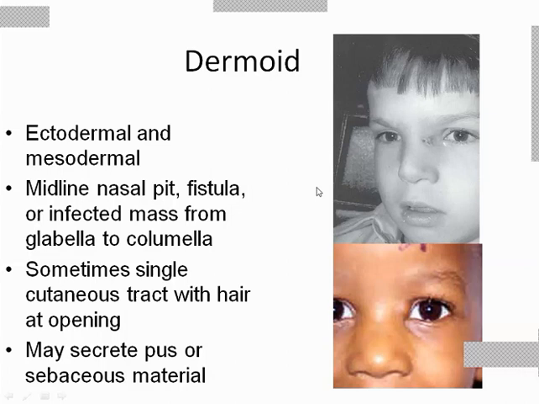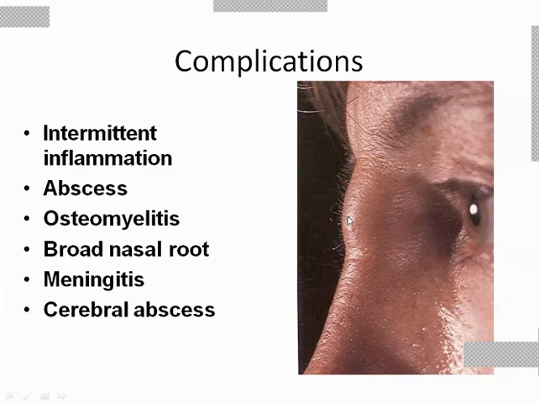So what will usually happen if they are open? There will be intermittent inflammations. They can get infected, becoming infected dermoids, or abscess formation can occur within the congenital dermoid. Then underlying bone necrosis can cause osteomyelitis of the surrounding bone, and then broadening of the nasal root. And if it still has contact with the intracranium, it can lead to meningitis.